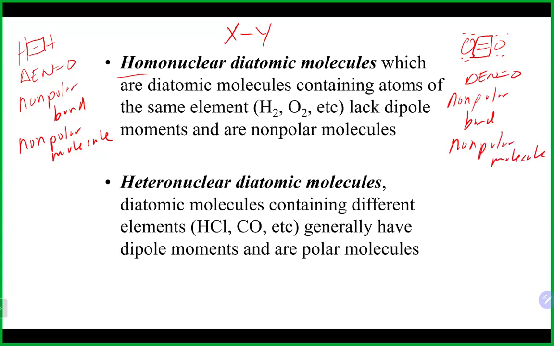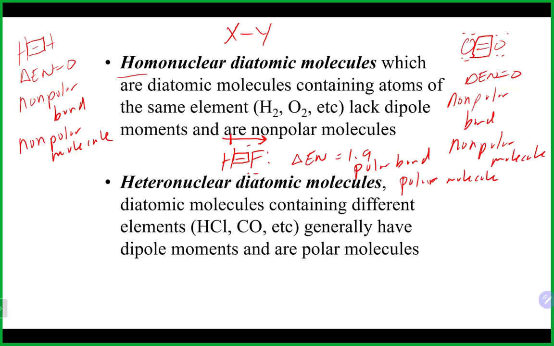Now, if you have two different things bonded together, like HF, for example, the difference in electronegativity is about 1.9. That would make this a polar bond. Because that is the only bond present, it would also make this a polar molecule. It would have a dipole moment that can be represented by drawing the arrow pointing towards the fluorine, in this case being more electronegative.